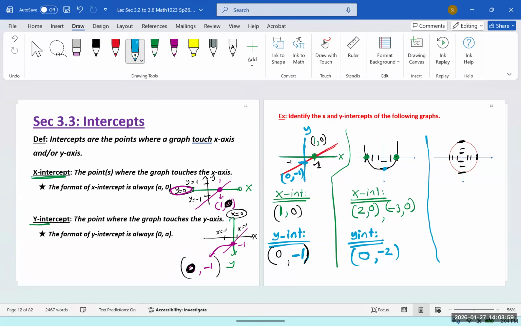Wonderful. The last one. Who would like to try the last one? Volunteer for the last one. Don't be afraid. I'll help you. Joshua. X-intercept is -3 and +3. Perfect. -3 is the left one. And then we are crossing one more time through the x value 3. So here's the second one. Good job. How about the y-intercept?